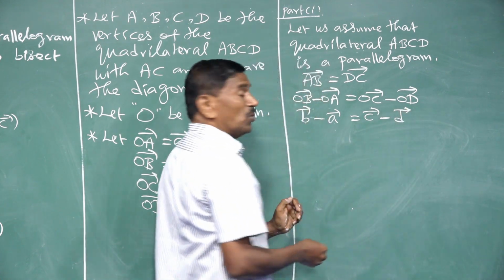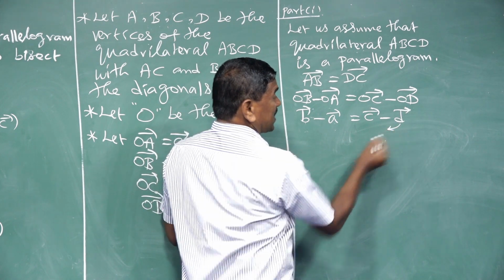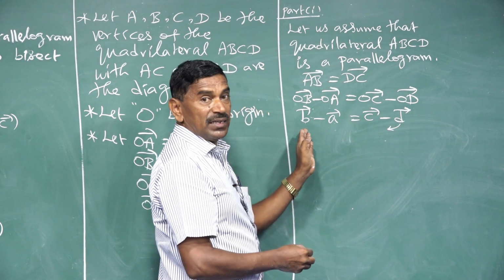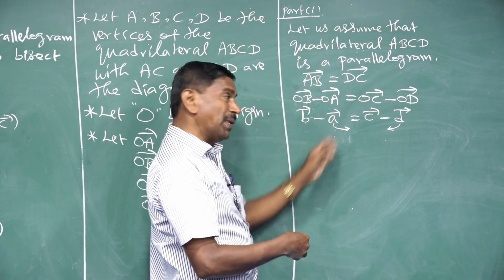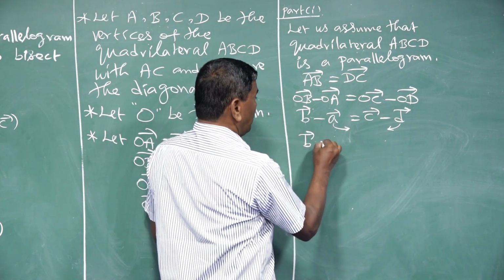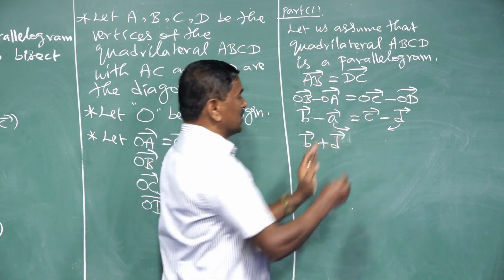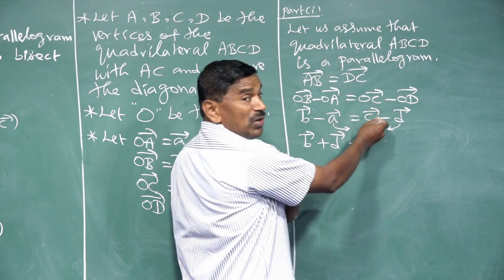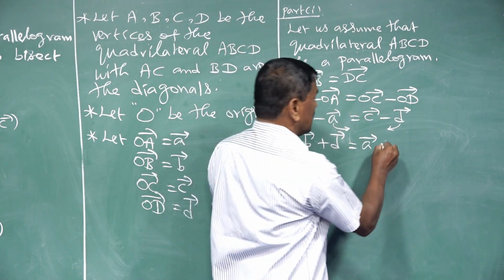Okay. Now we want to group. How to group? Bring D vector to the left side. Minus comes to the left side as plus. A vector goes to the right, becomes plus A vector. Very good. Now listen. B vector plus D vector is equal to A vector plus C vector.